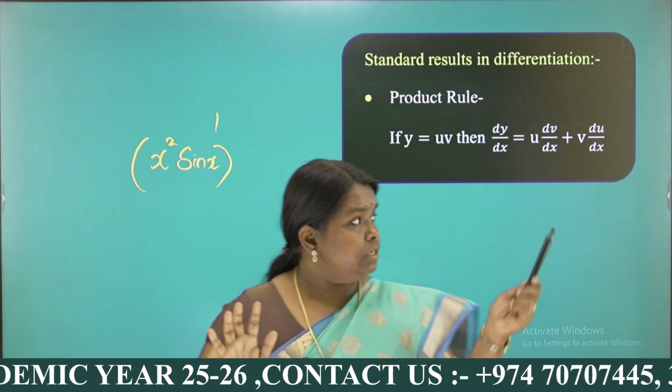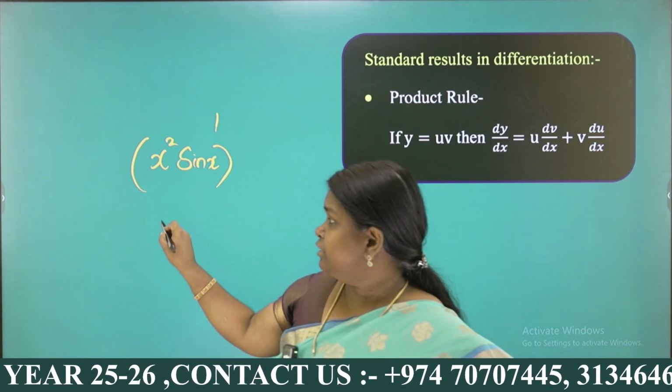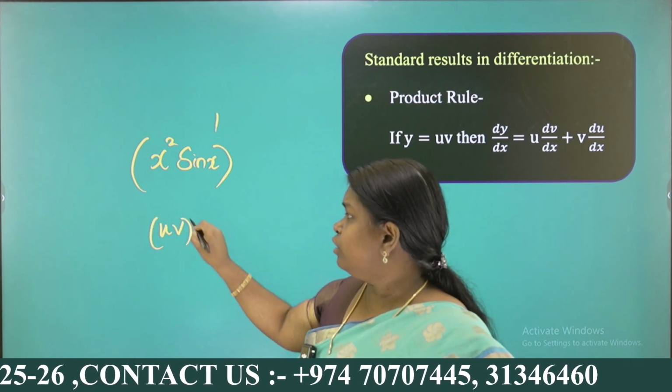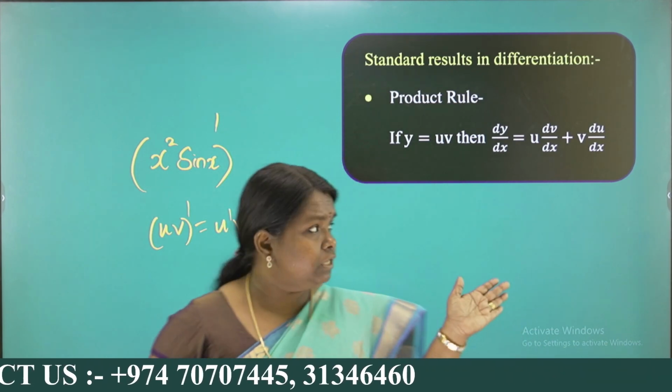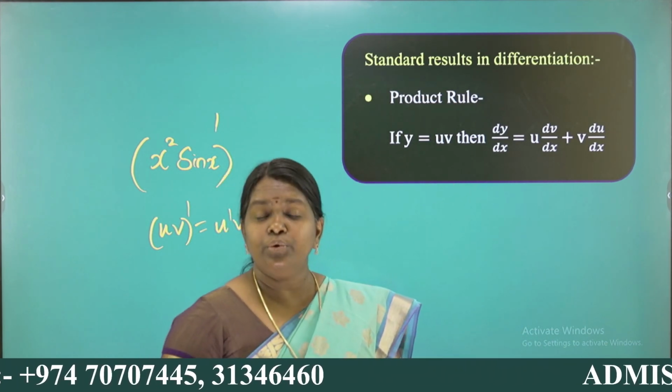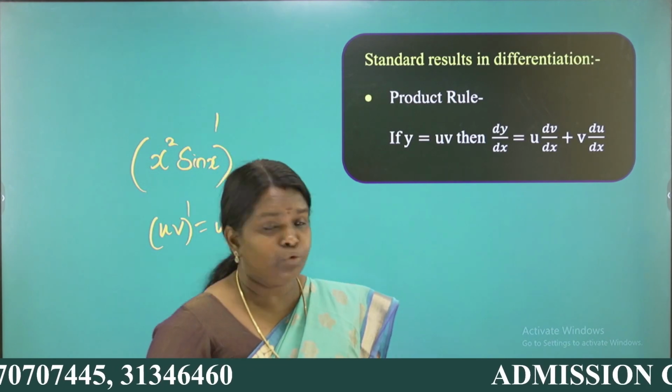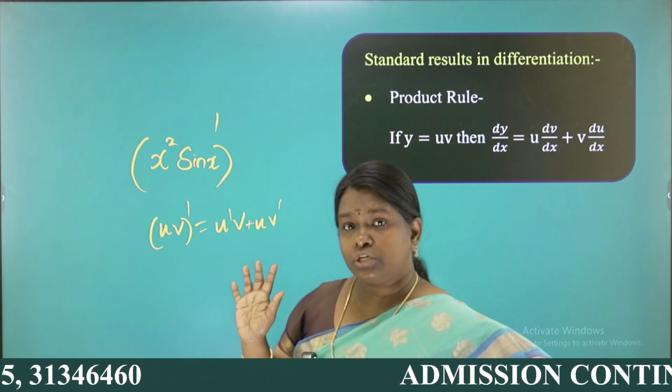Just use that formula. What is that? You might have studied it like this: u into v, the whole dash, is equal to u dash v plus u v dash. The same thing here: dy by dx equal to u into dv by dx plus v into du by dx. Same thing, u dash v plus u v dash. Clear?